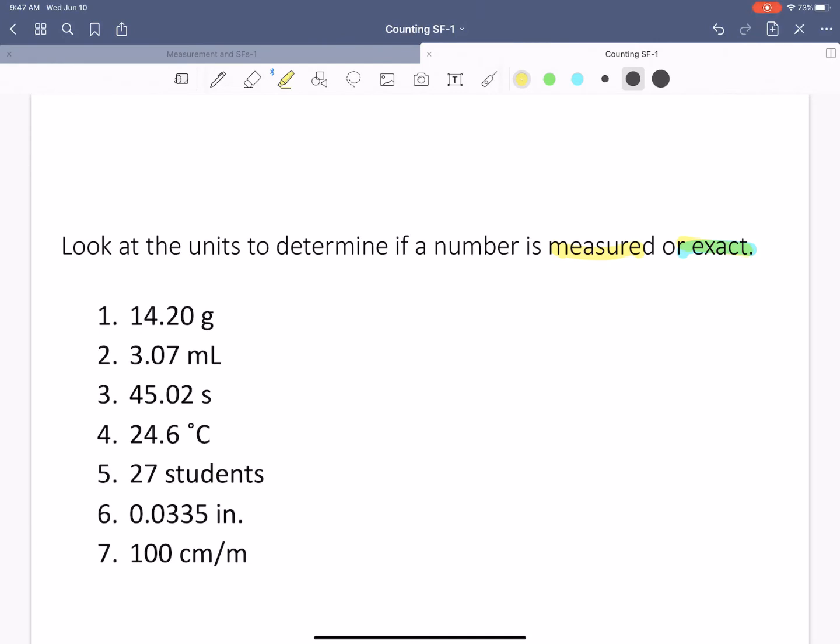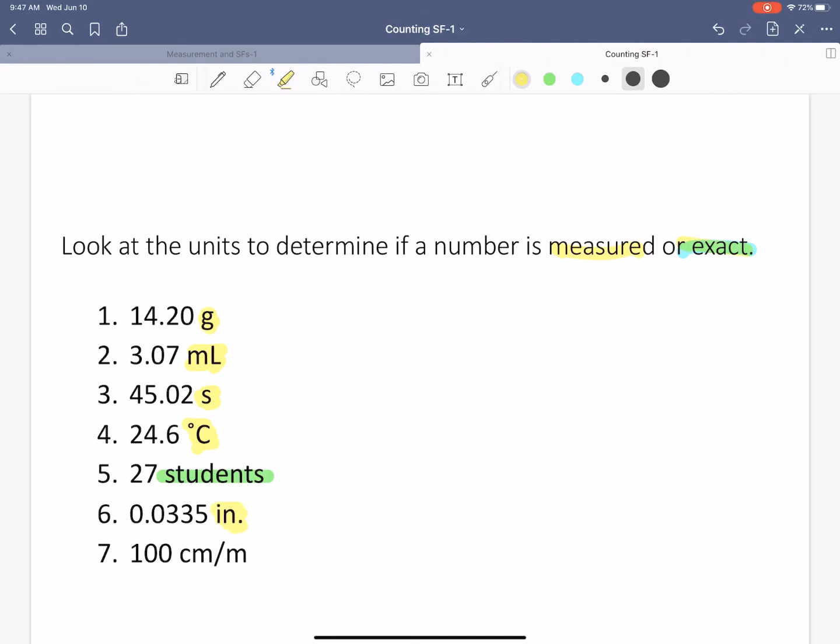Number 1, 14.20 grams. Grams are measured. Number 2, milliliters is a unit of volume. Volume is something we measure. Number 3, seconds are a unit of time. Time is something we measure. Number 4, degrees Celsius is a measure of temperature, which is something we measure. But students, if it's a small number, we can count. Number 6, inches is a length unit.